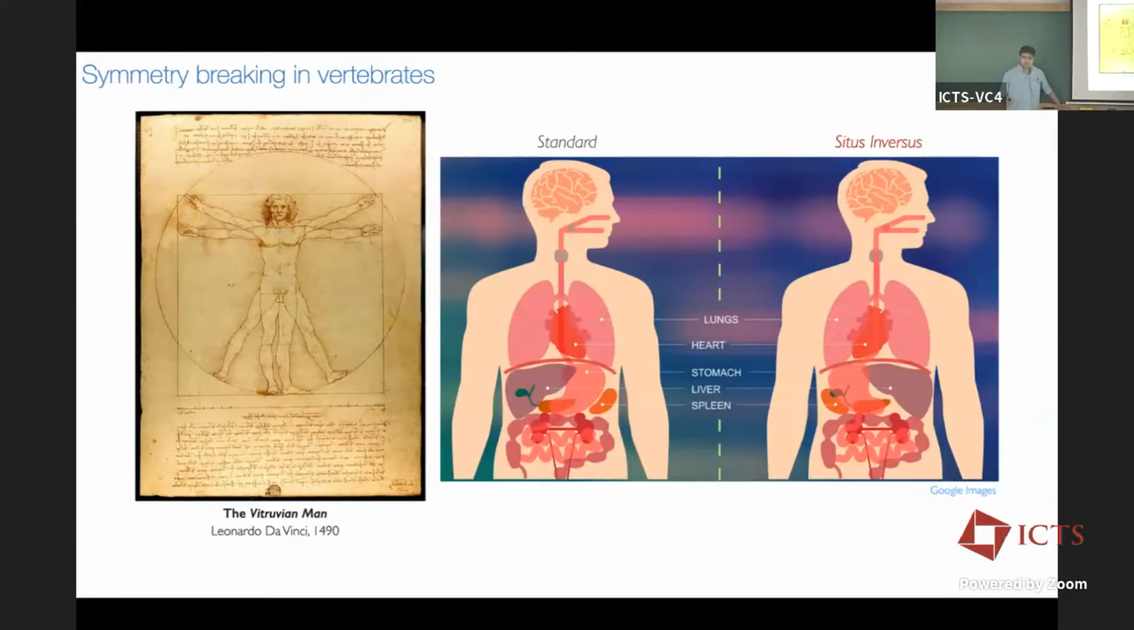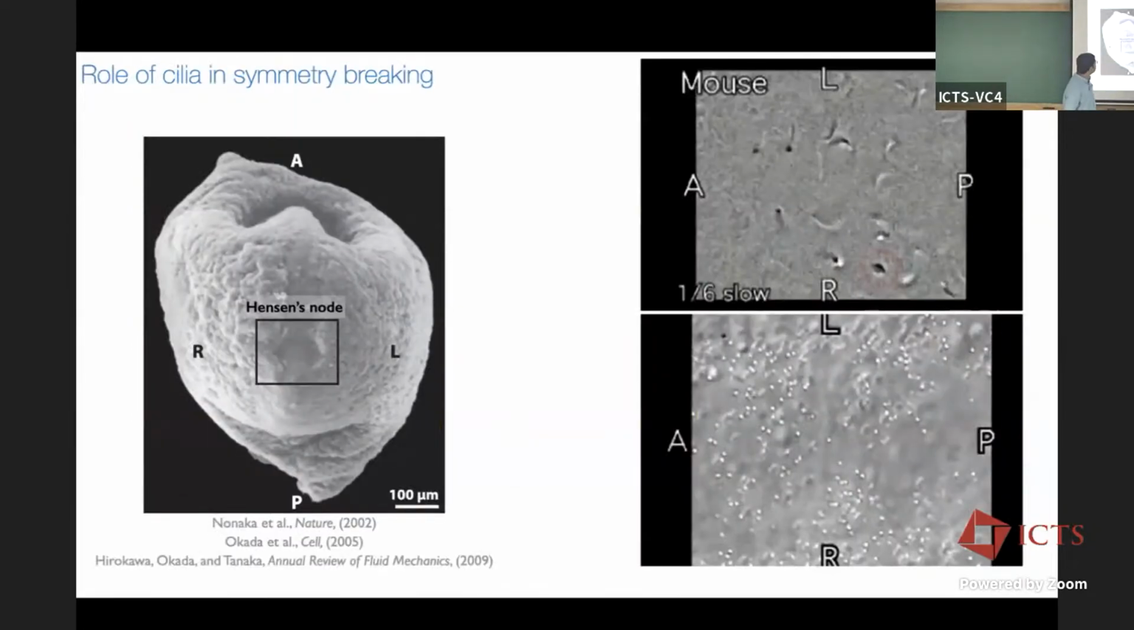Now, since humans start off as a spherically symmetric egg, a spherically symmetric embryo, it's a fundamental question: how do you break this symmetry in the process of development? And one of the most remarkable discoveries in developmental biology has been the unraveling of this mechanism through which you break this left-right symmetry that we all have on the outside.